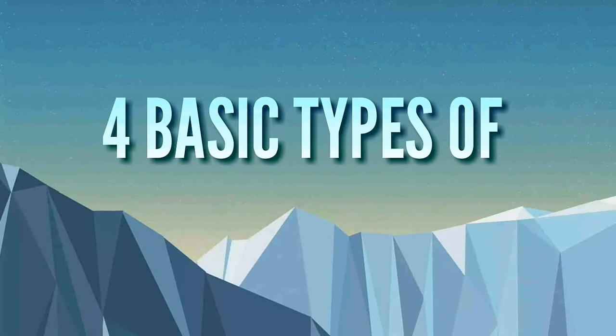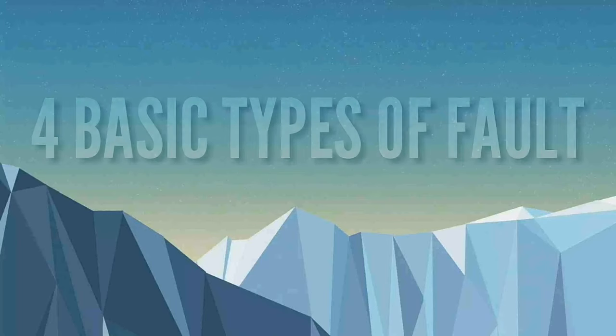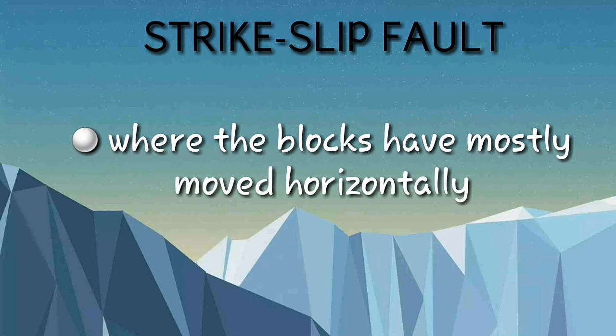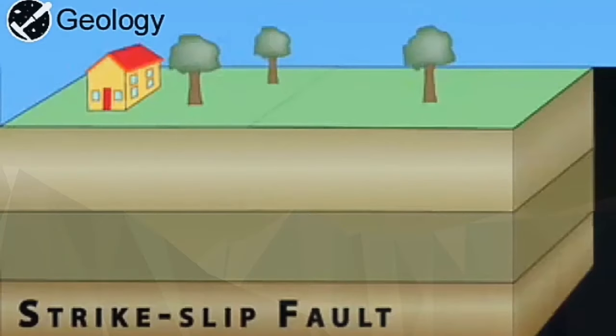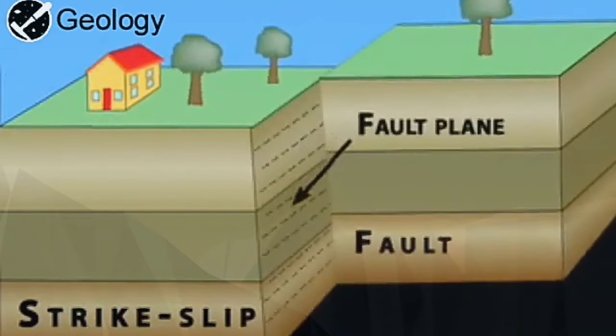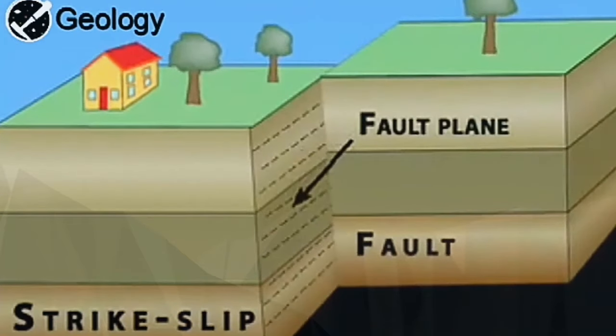There are four basic types of fault. First is the strike-slip faults, which are vertical fractures where the blocks have mostly moved horizontally. If the block opposite an observer looking across the fault moves to the right, the slip style is termed right lateral. If the block moves to the left, the motion is termed left lateral.